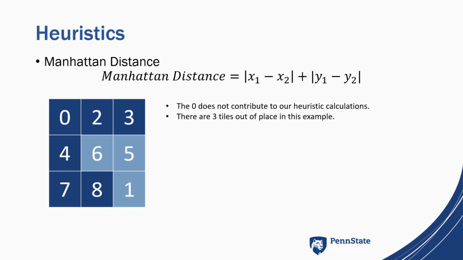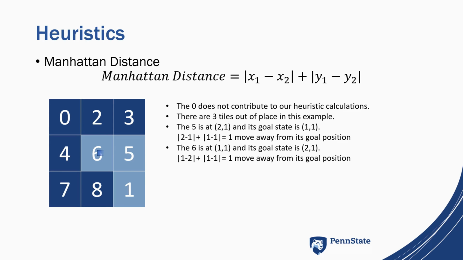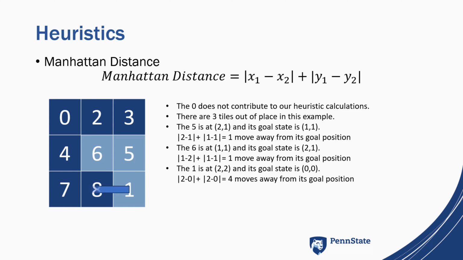This example has 3 tiles out of place. We will calculate our Manhattan distance heuristic by adding the results of all 3 tiles. We can see that tile 5 is at position 2, 1, and its goal state is at 1, 1. Using the formula, we can see that it is 1 move away from its goal state. Similarly, we can use the formula or this visual representation to see that tile 6 is also 1 move away from its goal state.